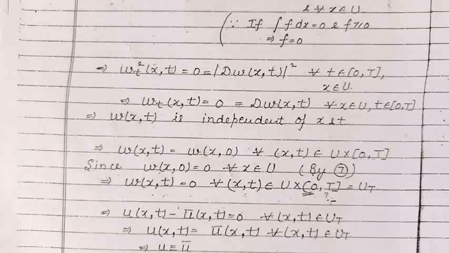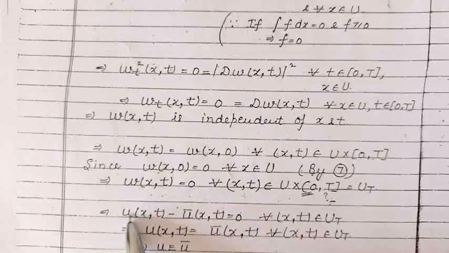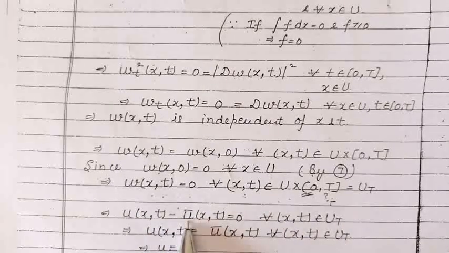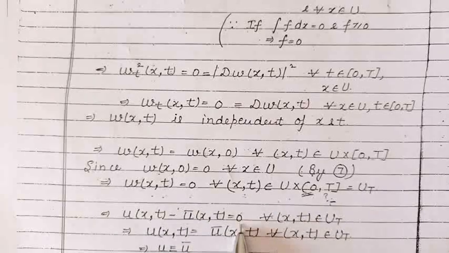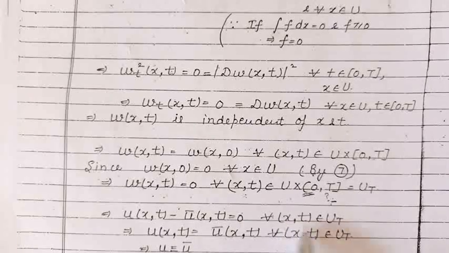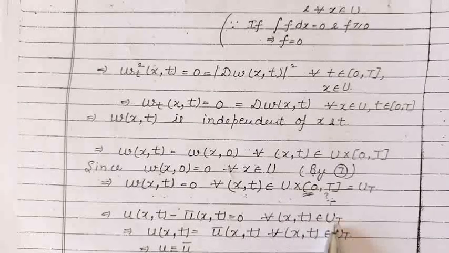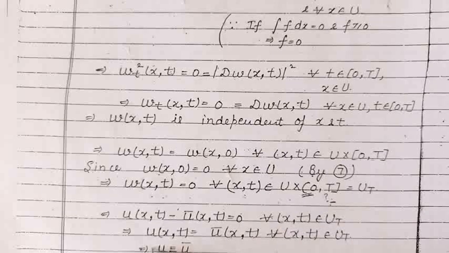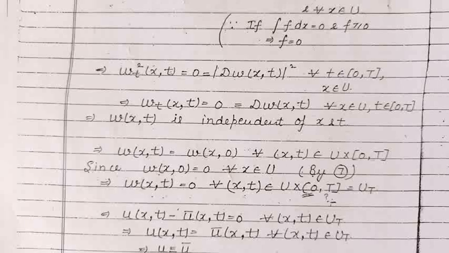Now, by definition of function w, w is u minus u bar. So we can say that u minus u bar is equal to 0 for every point (x, t) belonging to ut. So we have proved that u is equal to u bar. This proves the uniqueness of the solution of the given initial value problem for the non-homogeneous wave equation. And this completes the topic energy methods.